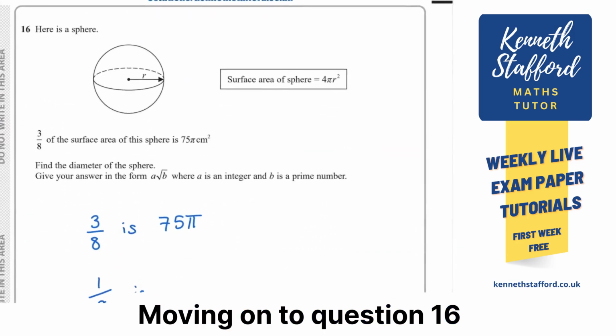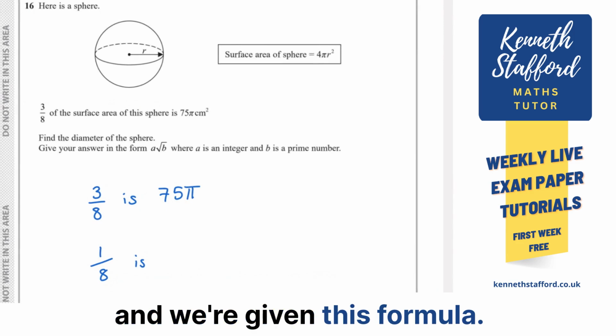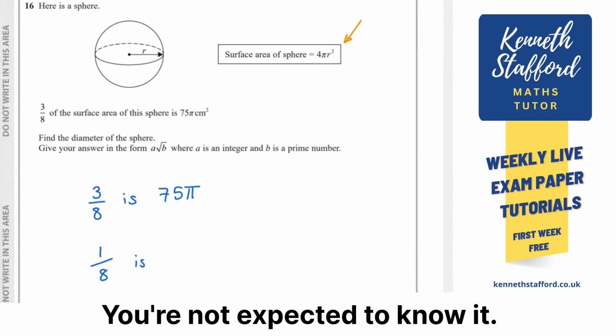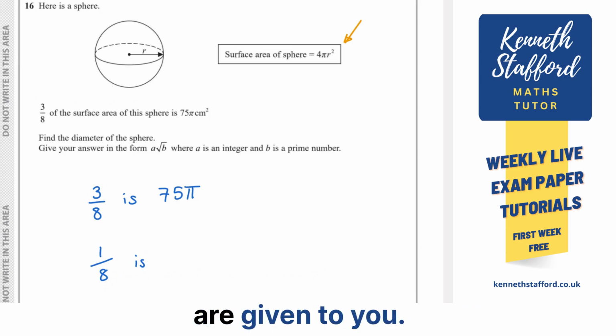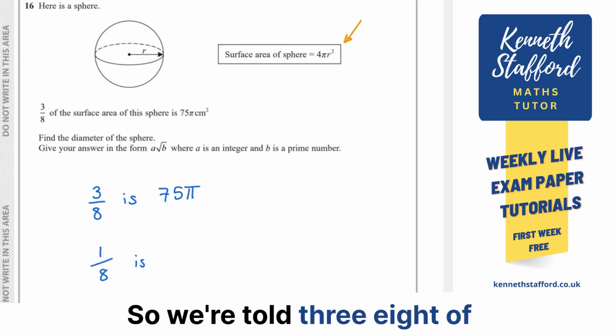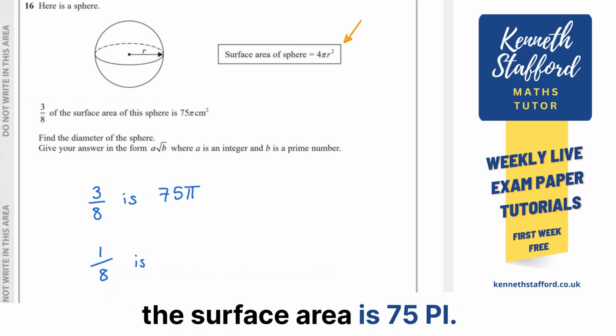Moving on to question 16. And we're given this formula, you're not expected to know it. Any formulas that appear on the question paper in a rectangle are given to you. And this question is about surface area. So we're told 3/8 of the surface area is 75 pi.